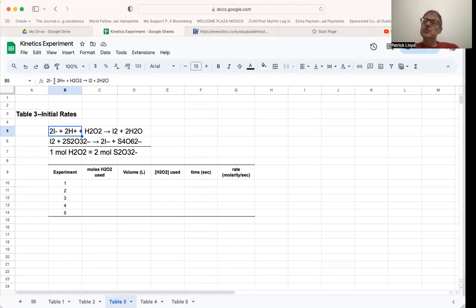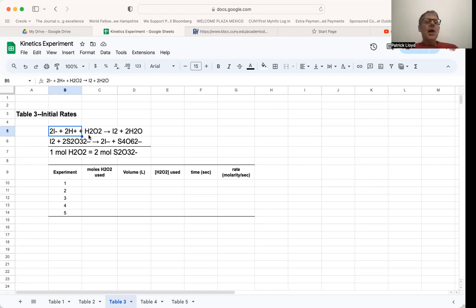Potassium iodide, when you dissolve it into water, gives you I minus. So the peroxide, the H2O2, is reacting with the I minus in 1 mole of H2O2 for every 2 moles of I minus. So we're going to figure out how many moles of H2O2 are reacting in a given amount of time, and then that will tell us what the rate is.